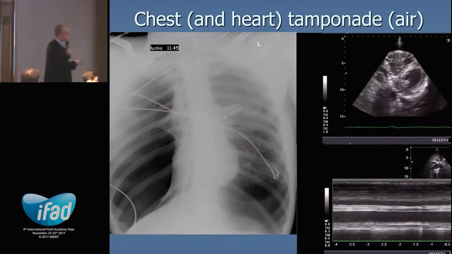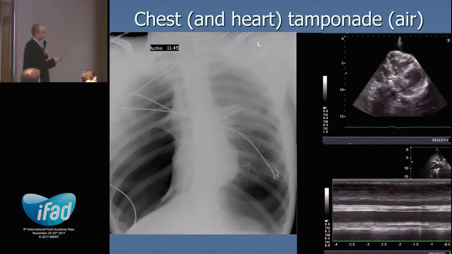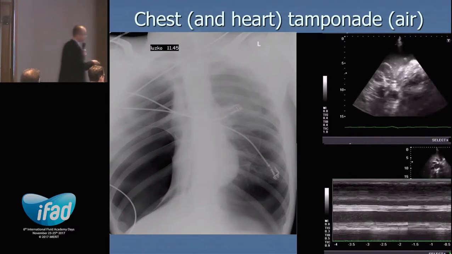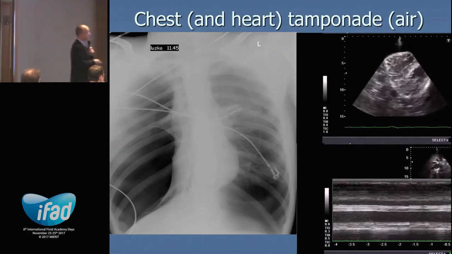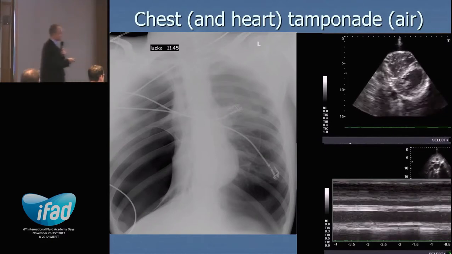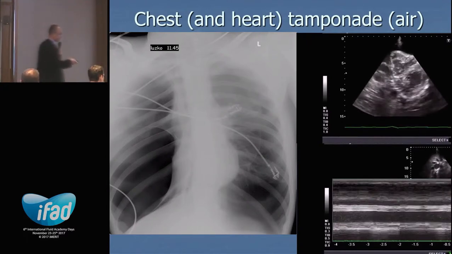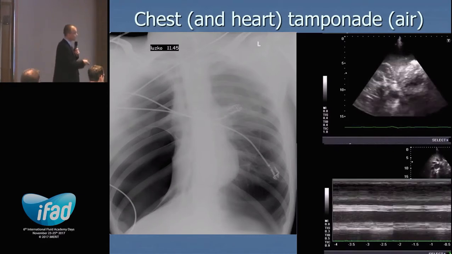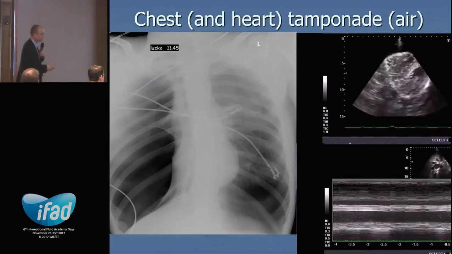Immediately after admission, he had some 100 mL drained from the pericardium. Then we realized the reason we didn't see sliding at the beginning was that we had missed the bilateral pneumothorax. And he improved absolutely after getting 2 drains in. So he presented with chest and heart tamponade due to air in both pleural spaces. This was a chronic pneumothorax with a new pneumothorax on the other side 3 months later.